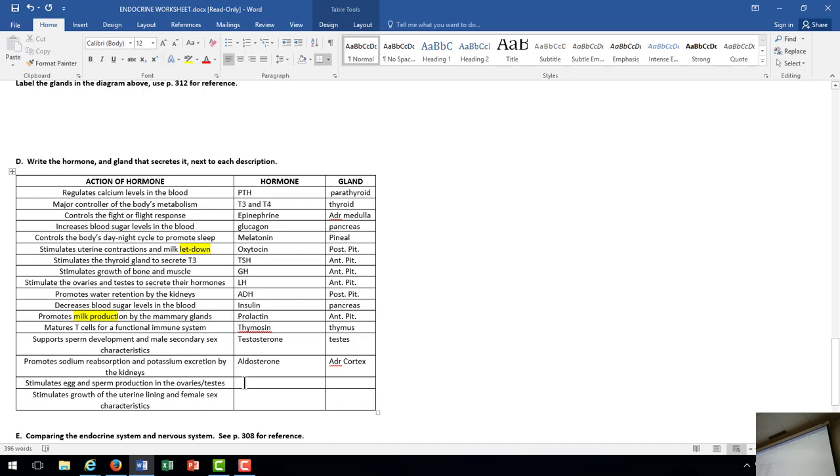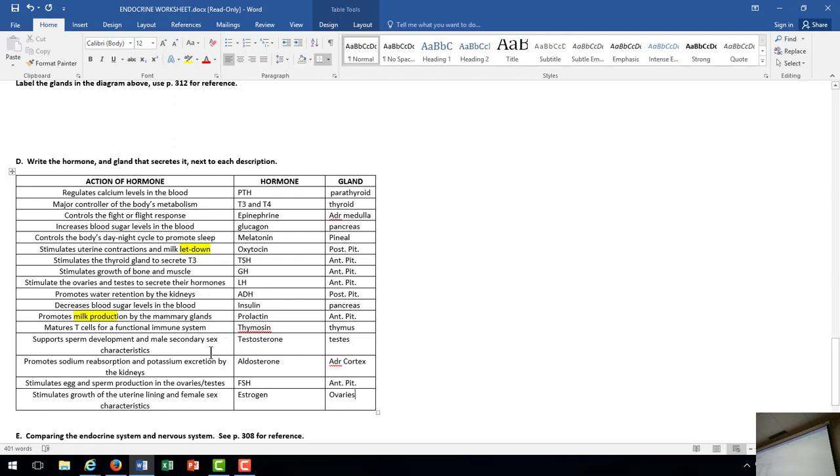Stimulates egg and sperm production in the ovaries and testes. Yep, that's the FSH. And that comes from the anterior pituitary. And then growth of the uterine lining and female sex characteristics. So that's one of those hormones, yep, from the ovaries.